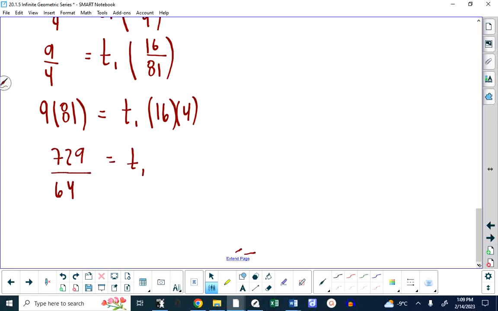it's a total coincidence, okay? Don't worry that we've seen those numbers again or before. That's the first term, 729 over 64.